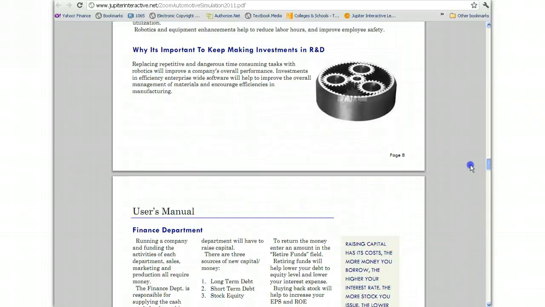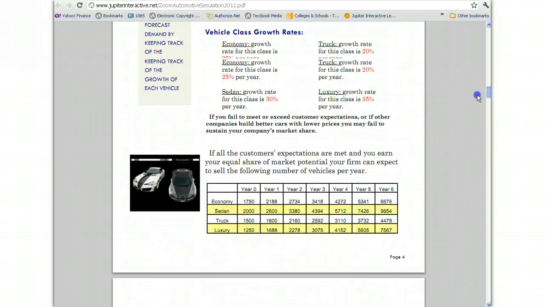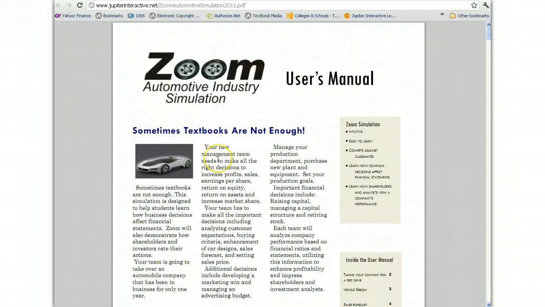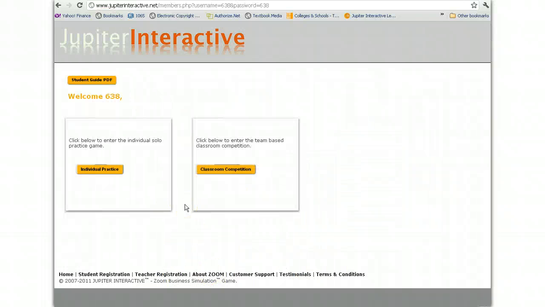You can see here it's not that long, it's not that hard to read, it's sort of like a magazine. This is definitely a must though, if you're new to the simulation, to go over this before you start playing, or while you're playing as well. And I'll probably refer to it a few times. Okay, so in this environment here, you can see that we have two areas, individual practice and team competition.